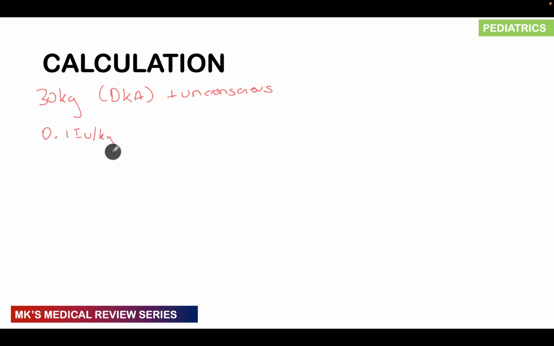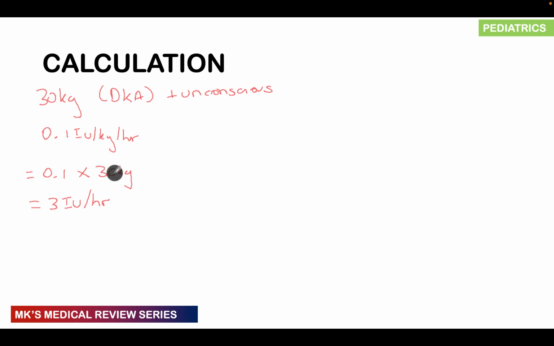Now remember that this was going to be a dose of 0.1 international units per kg per hour. So how much insulin is this person supposed to be receiving each and every hour if we calculate this? We're going to say 0.1 multiplied by 30 kilograms, and this gives you 3 international units per hour. So in 1 hour, this person must be receiving 3 international units.